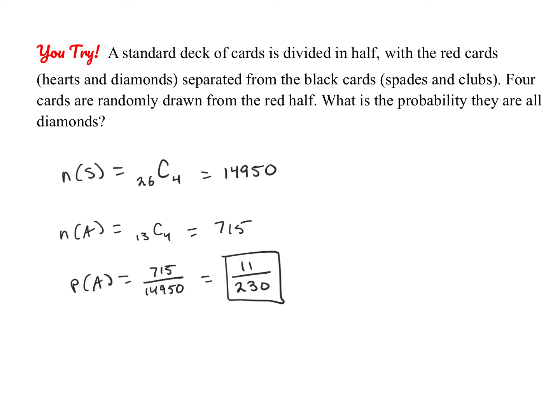All right, go ahead and check your work here. So here's the total number of combinations. It's 26 choose 4. Here you're only drawing 4 cards from half the deck. And then to find the number of combinations that you can get 4 diamonds, it would be 13 choose 4. So the probability that it's all diamonds would be 715 over 14,950, which is 11 over 230.